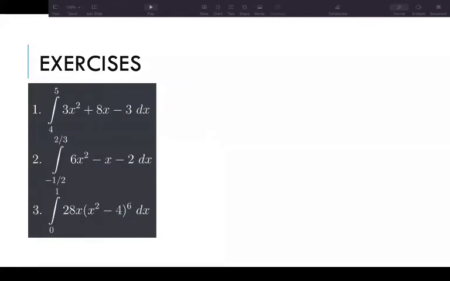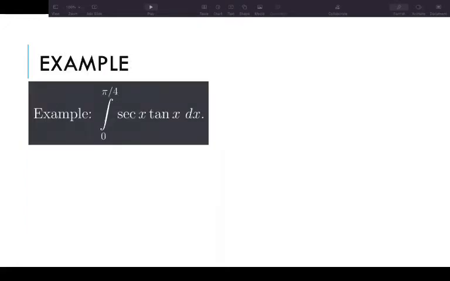Now, let's try these exercises. So we have these three algebraic problems. But what if instead of algebraic problems, you encountered trigonometric problems? This will be our next case, wherein a definite integral has transcendental functions. And the first one that we will discuss is trigonometry without u substitution.